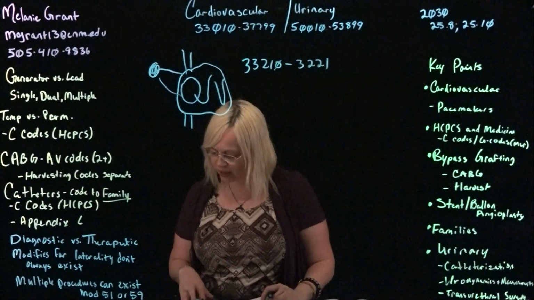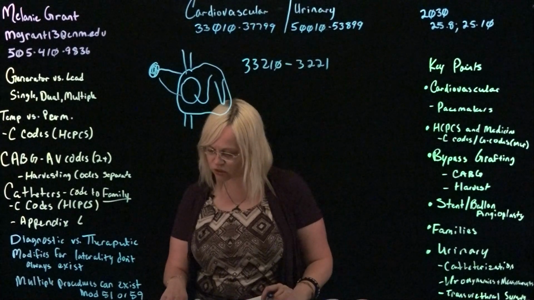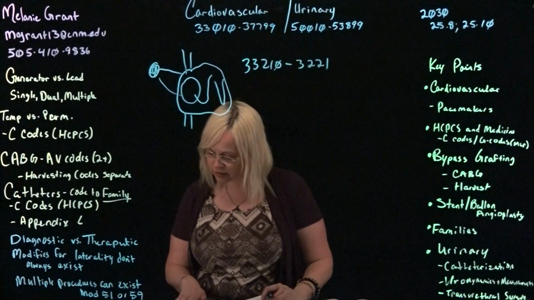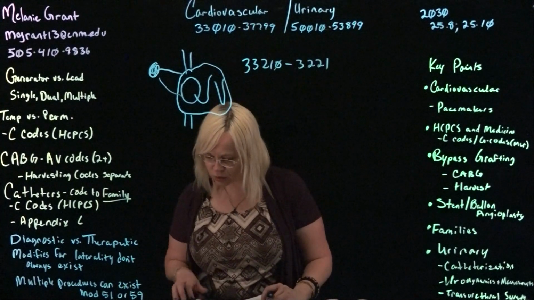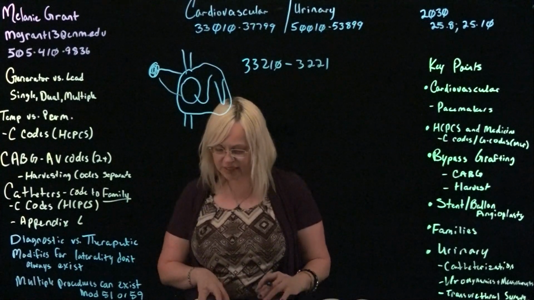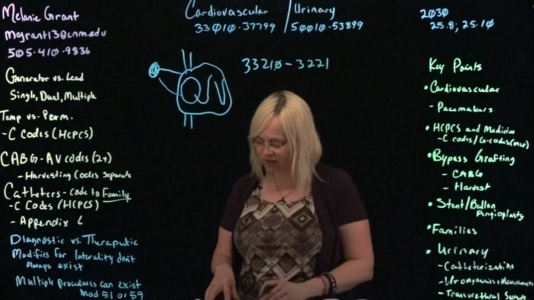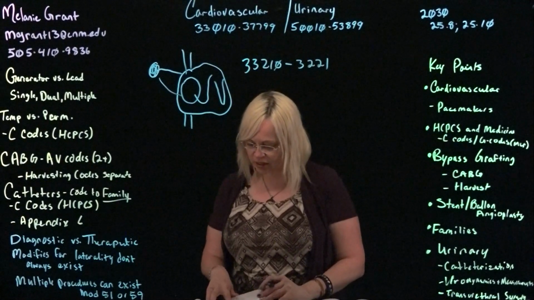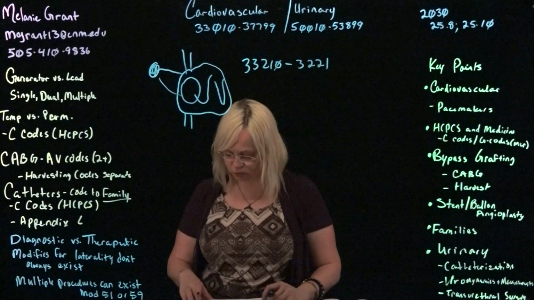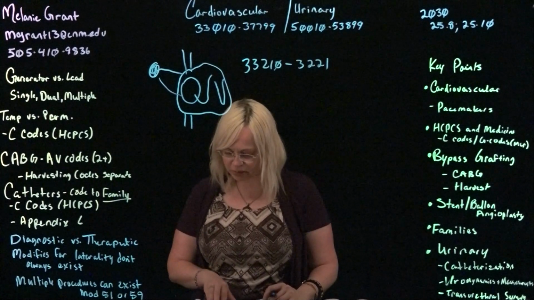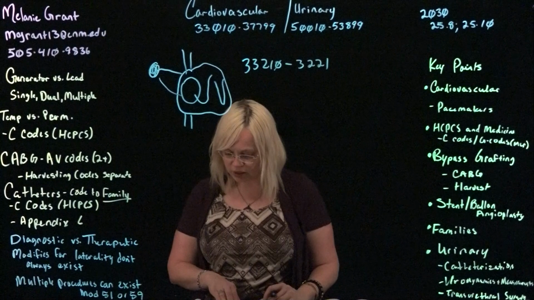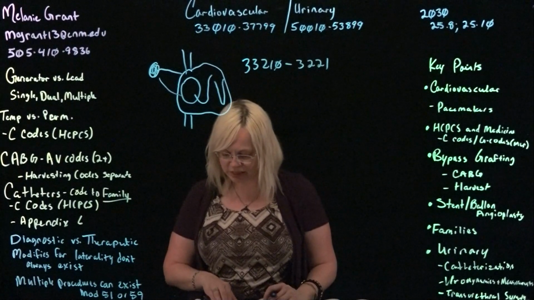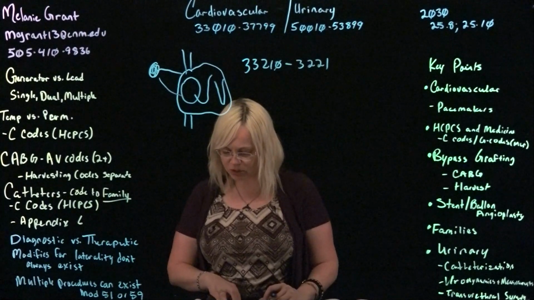And so when you have one of these, you have the difference between insertion or replacement, insertion by itself, and then when you go into place a permanent, you have the difference of upgraded. And so you'll see at 33214, upgrade of an implanted pacemaker, conversion of single chamber to dual, including removal of previously placed pulse generator.